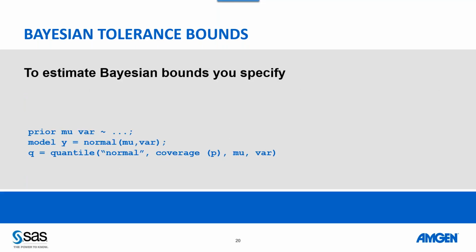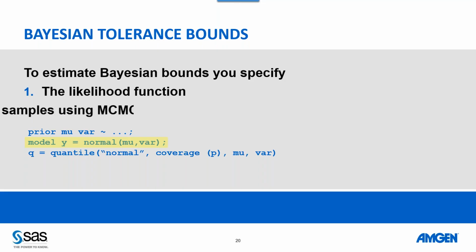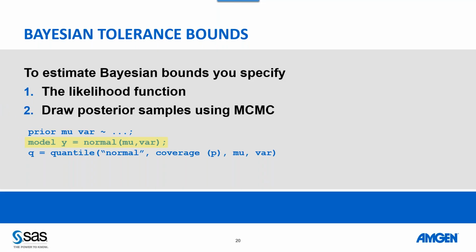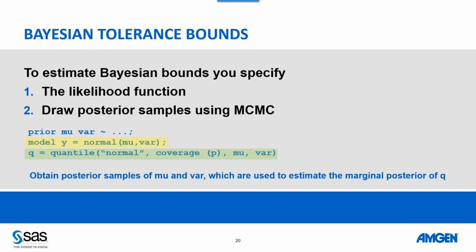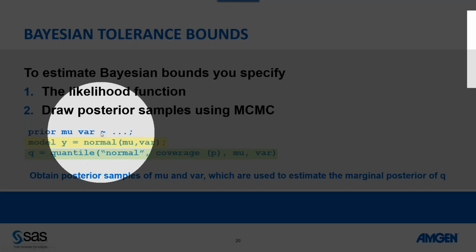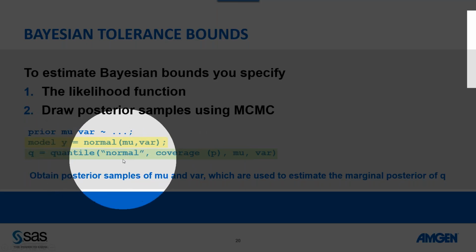Okay? So to estimate the bounds, you've got to specify the likelihood function. And there's a little bit of SAS code there. So we're saying the model for Y, in this case, is a normal. Okay? And then you see we're going to draw posterior samples using PROC MCMC. And you notice we compute the quantile. But notice what happens. For the quantile, we say, okay, we're going to compute a normal quantile.